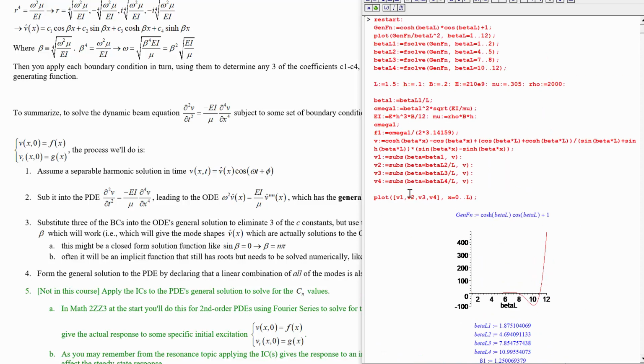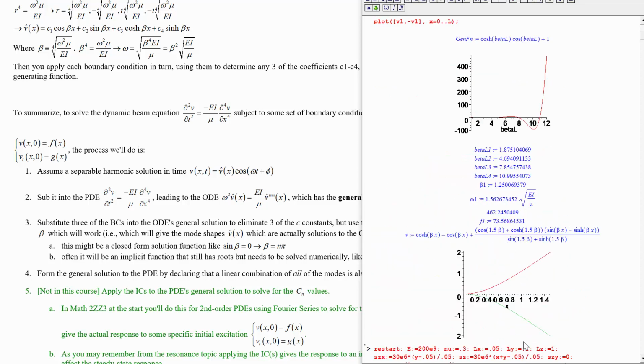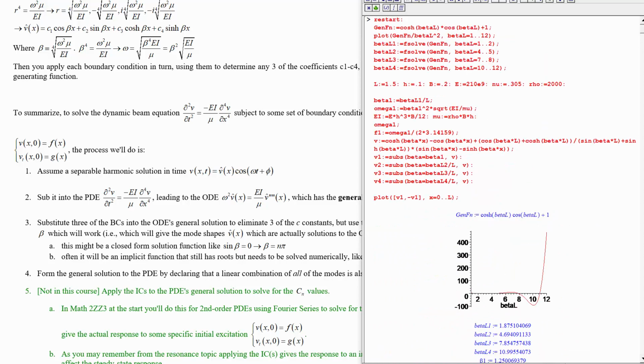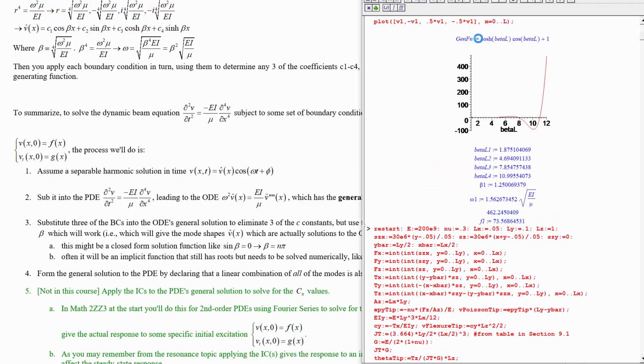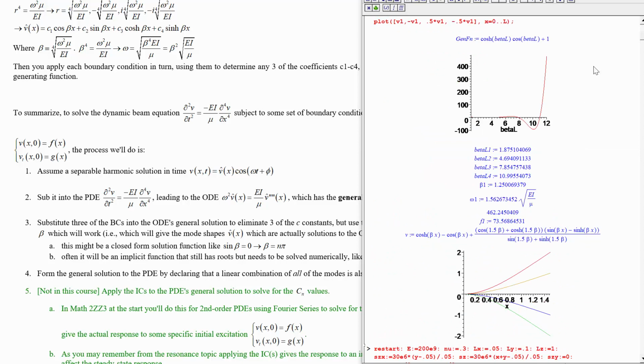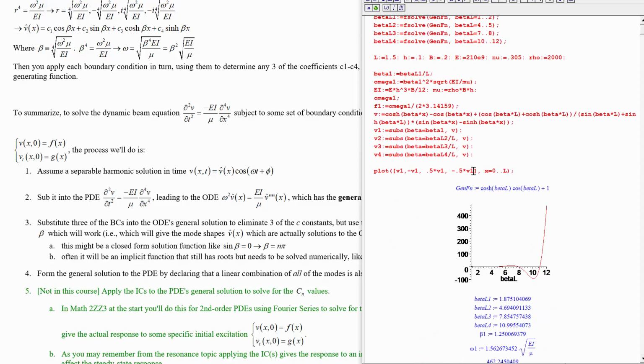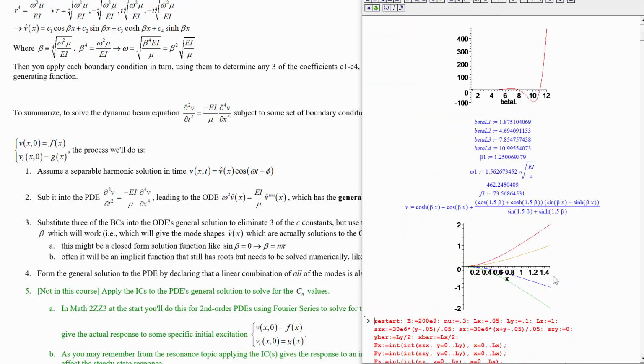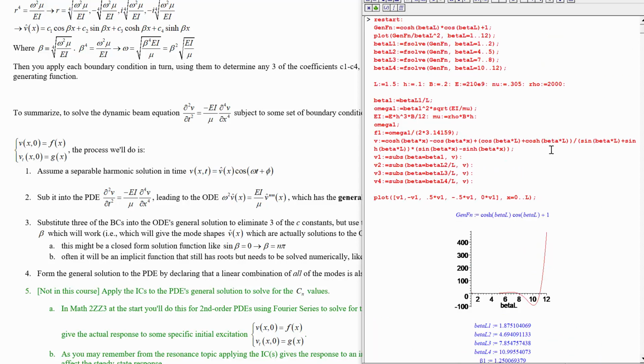Let's plot maybe just that. Let's say V1 and negative V1. Right? So it oscillates between these two extremes. Maybe we'll even go 0.5 times V1 and negative 0.5 times V1, oscillating between all of those things and even the origin, which would be 0 times V1. Oh, that doesn't really show up very well. But yeah, all of these different shapes is what it oscillates between.